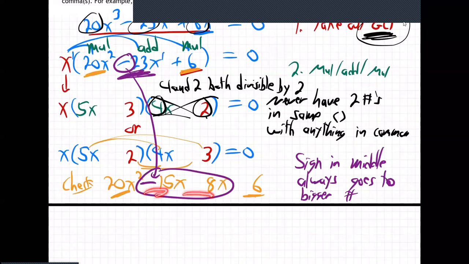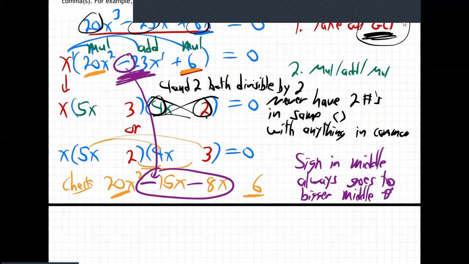It goes to the bigger middle number. Yeah, I should say it that way. It goes to the bigger middle number. There's two numbers in the middle, right? 15 and 8. The bigger one is the 15. The sign in the middle goes to the bigger middle number. Okay, well, then what's the sign of the other one? Whatever it takes to make minus 23, that's going to be minus. They're actually both minus. Minus 15 and minus 8 adds up to be minus 23.